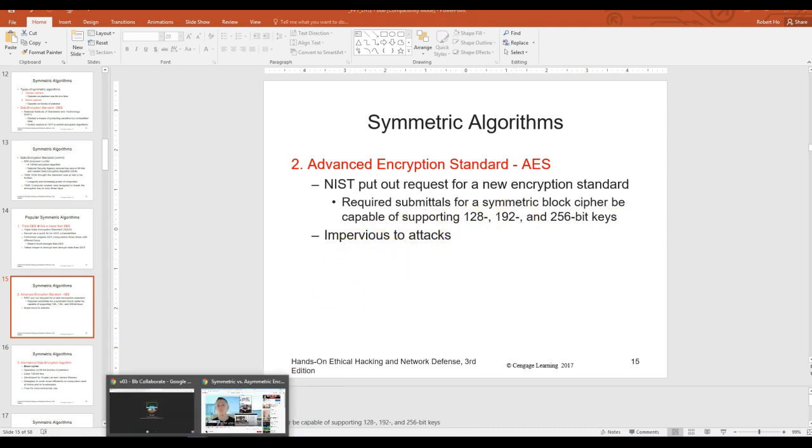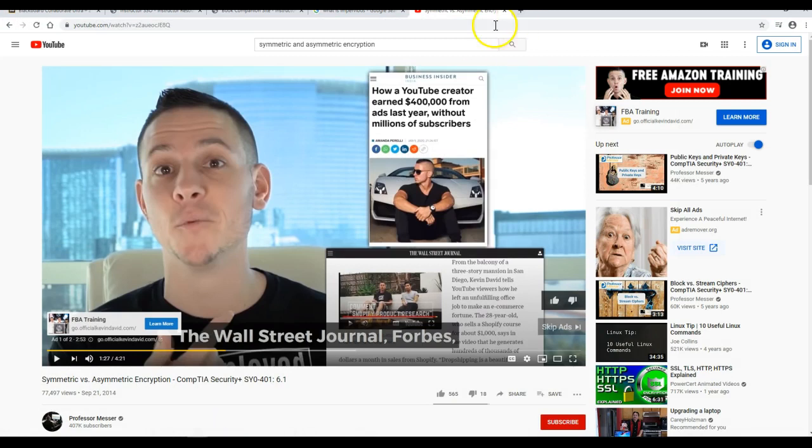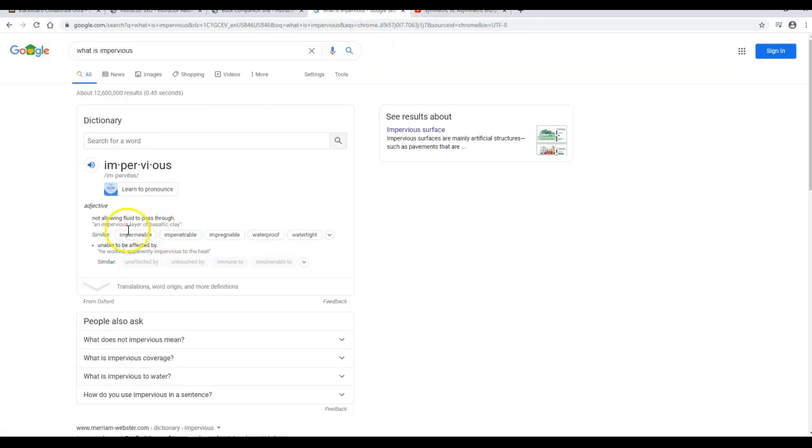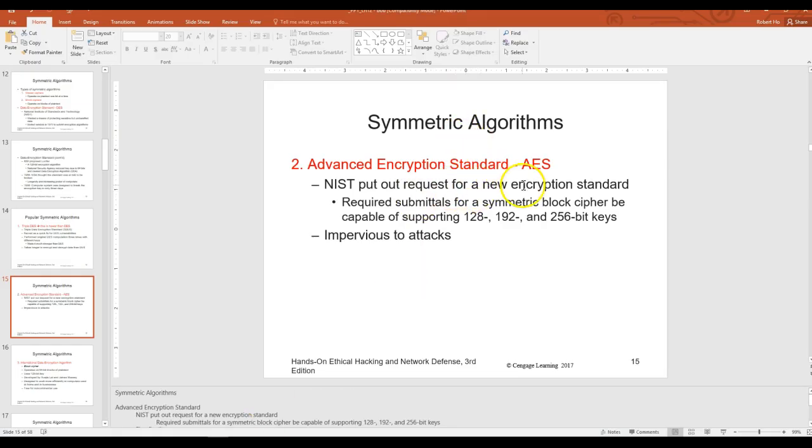Impervious attack, let me show it to you. That means you are immune. Okay. That means unable to be affected. Alright. Impervious. Unable to be affected. So this is quite good encryption. Okay. Advanced Encryption Standard. Alright.